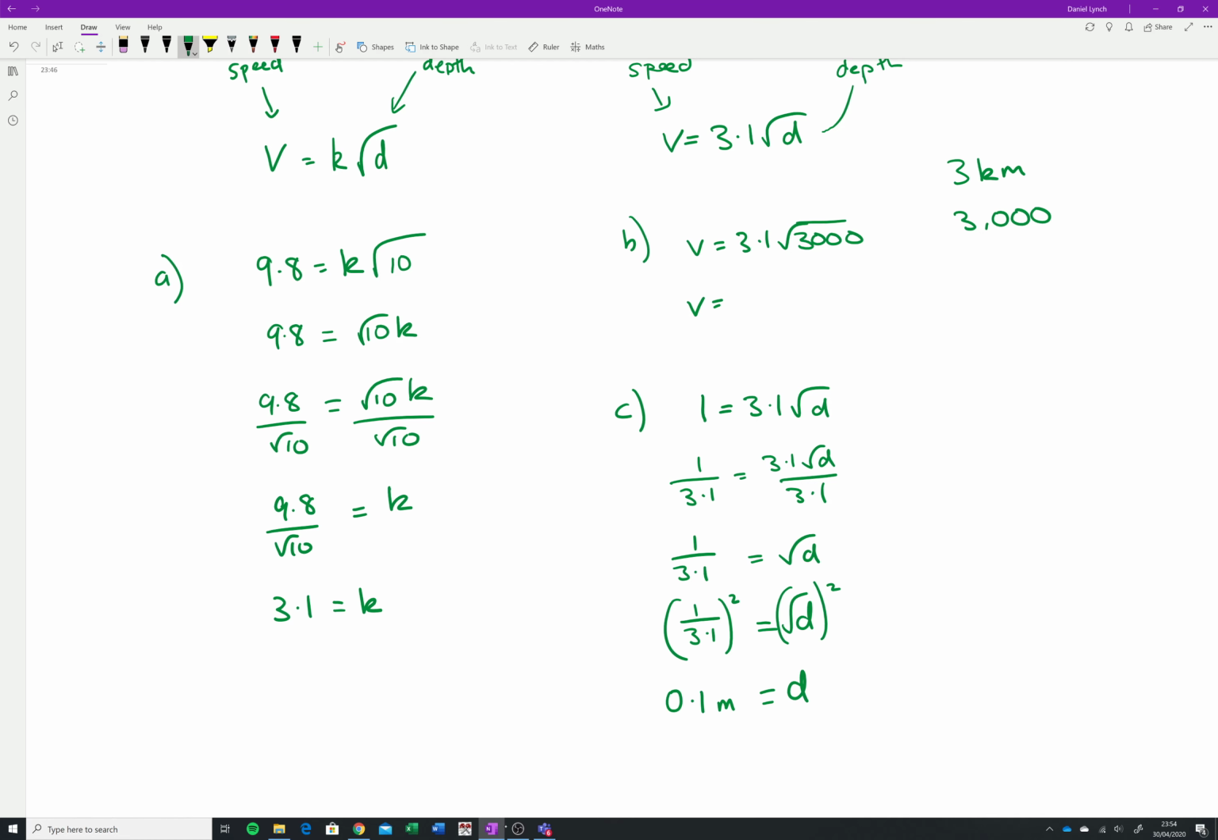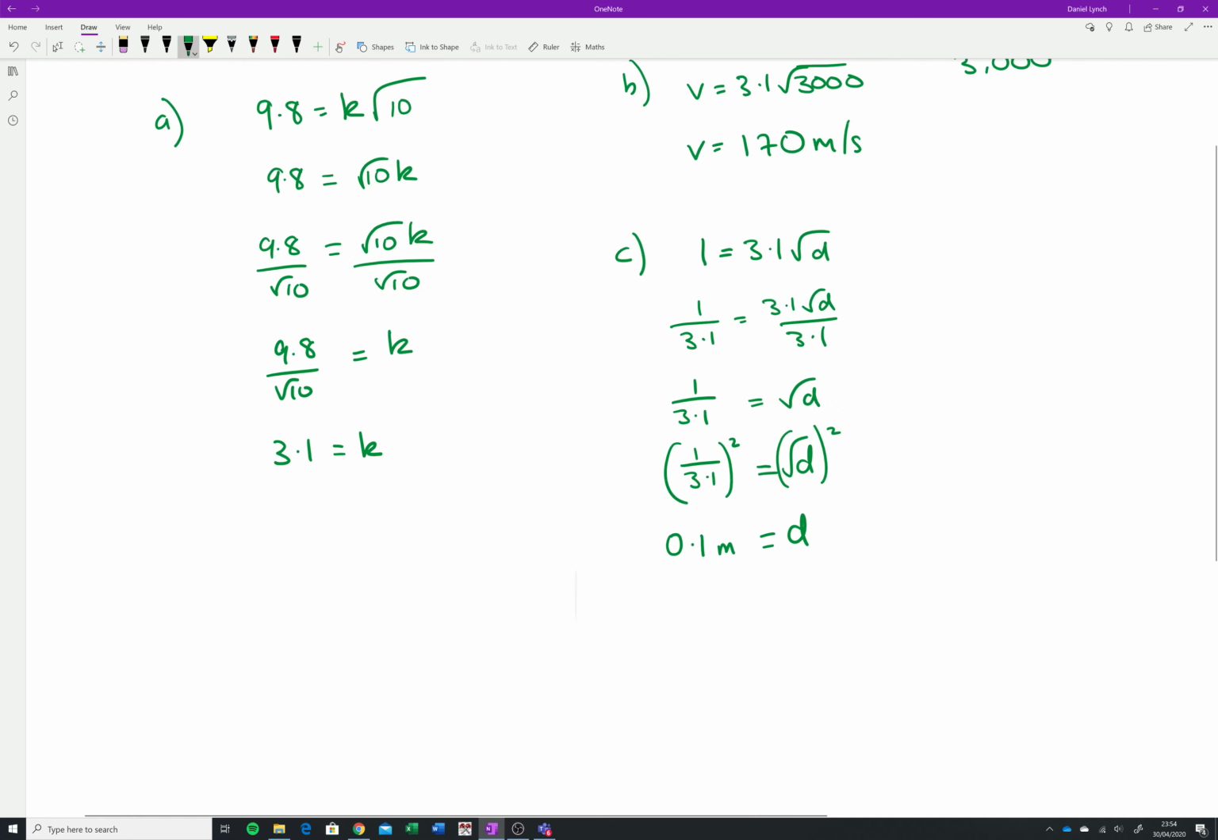So 3.1 times root 3,000. Let's get the actual one. So what was this? This was to one of the first whole numbers, so that was 170 meters per second. It was 169.79, so the nearest whole number 170. Okay, I wonder, will they have any other mean tricks like that? No, I don't think so. Okay, we'll go on to the D part.